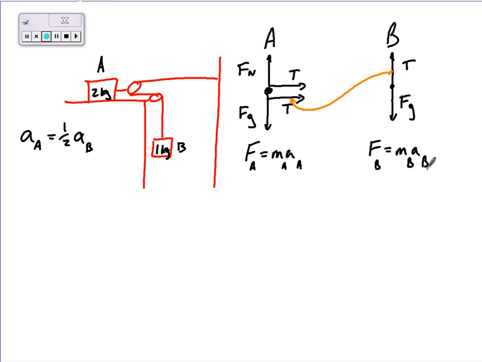So we have the sum of all the forces on A. Well, the normal force and the force of gravity cancel out. There's no friction, so we don't have to worry about that. So we only have 2T is equal to the mass of A times the acceleration of A. That's easy. Sum of all the forces on B, we have the force of gravity on B minus the tension is equal to the mass of B times the acceleration of B.